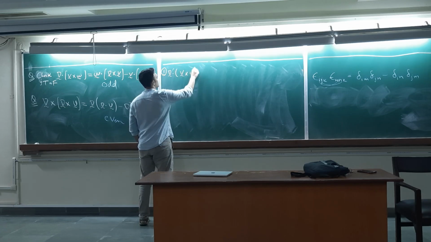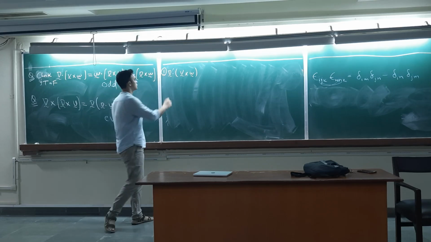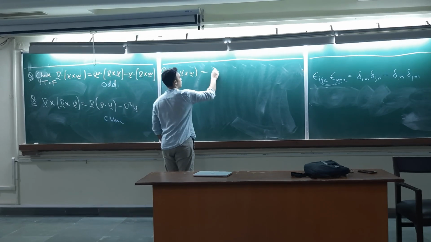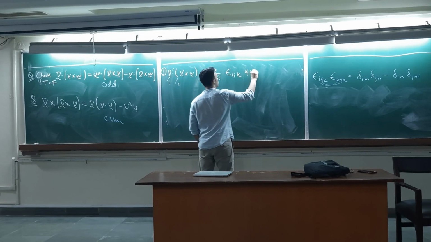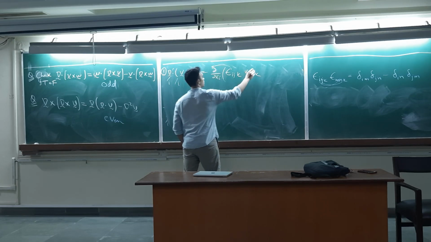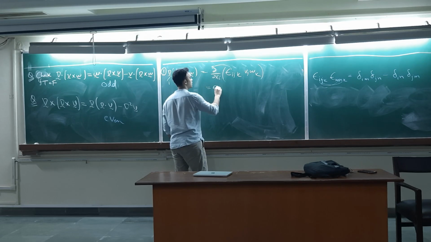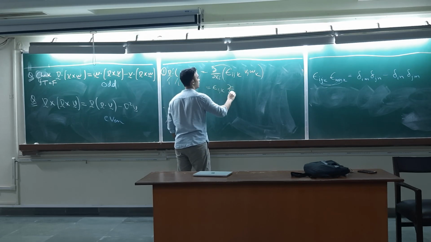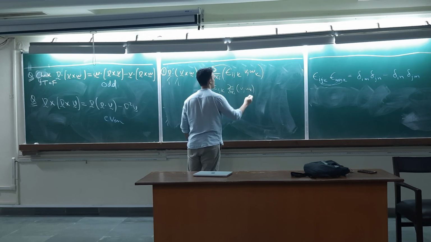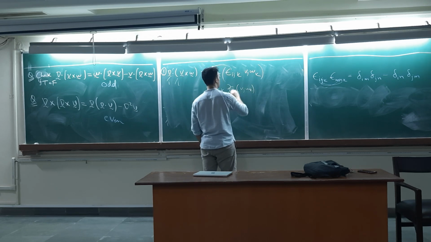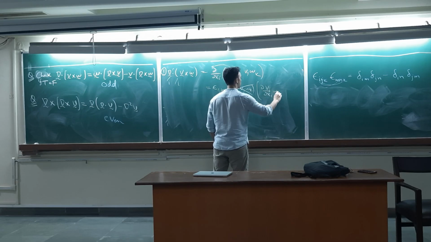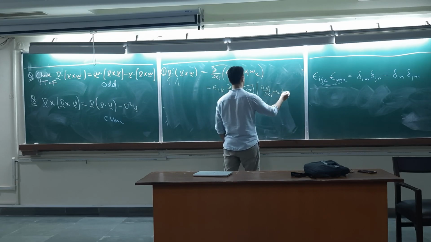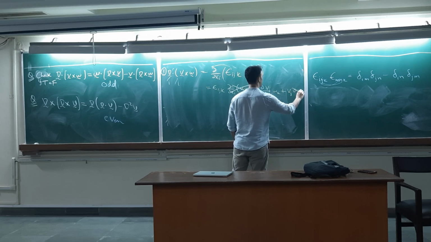V cross W, fine. This is a vector or scalar? Scalar. So index i assigned, dou by dou xi. This is epsilon ijk, Vj Wk. Okay, this can be taken out. Epsilon ijk, dou by dou xi, Vj Wk. You can apply the chain rule here and write it as dou Vj by dou xi Wk plus Vj dou Wk by dou xi. Is it correct or not?